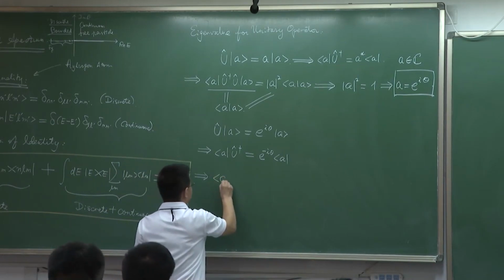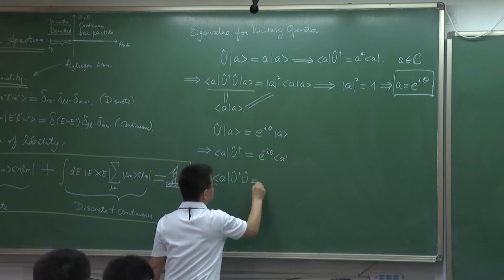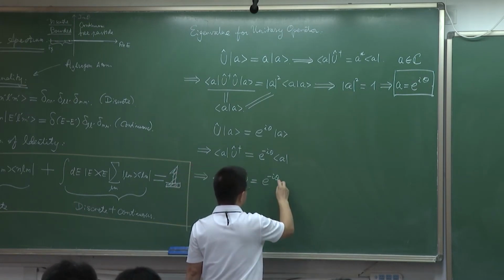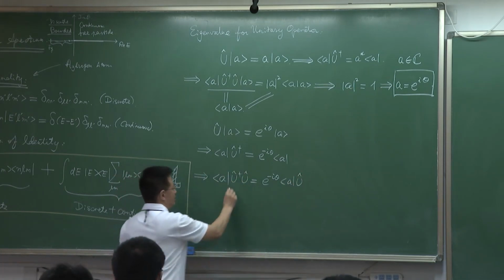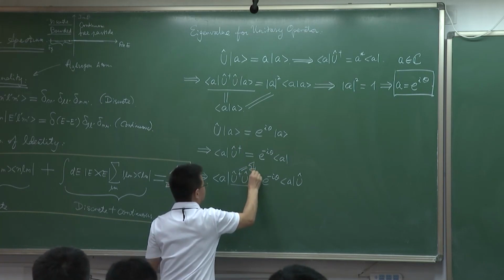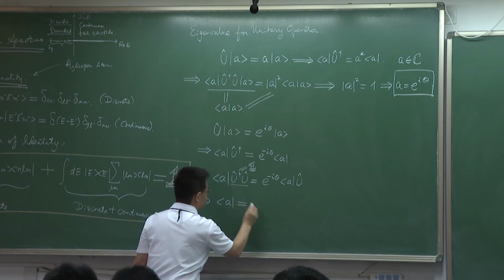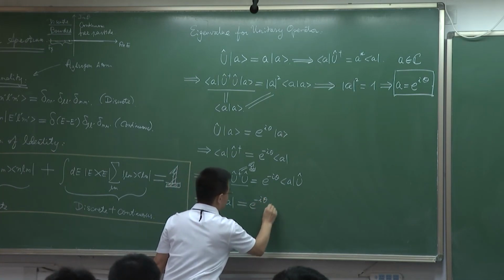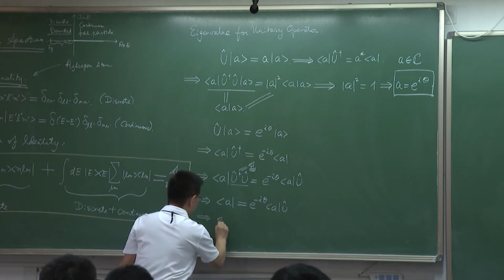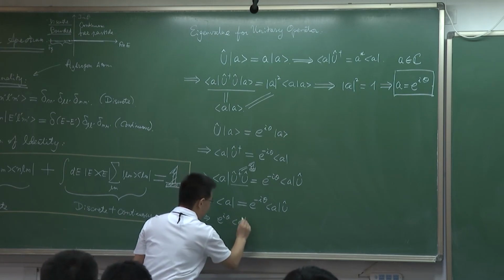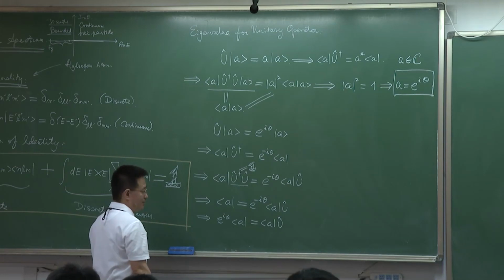You will have A bra U dagger U is equal to e to the minus i theta A bra U, right? And U dagger U is equal to 1, that is identity. So you have e to the i theta A bra is equal to A bra U. So what can you derive from that?